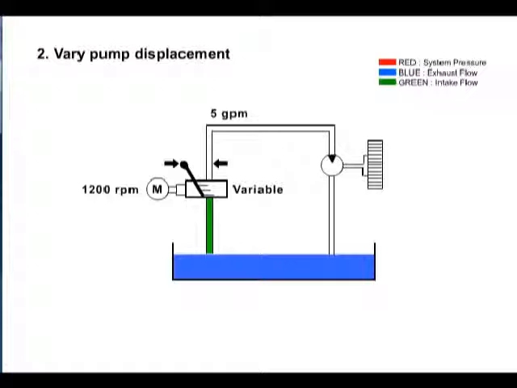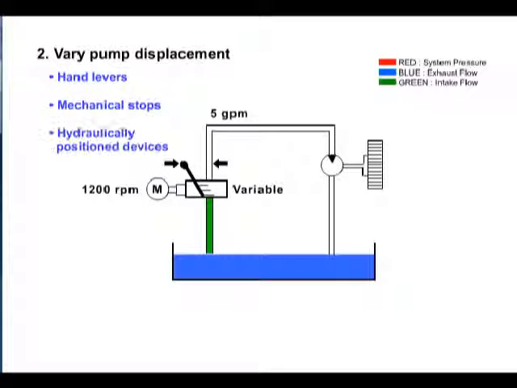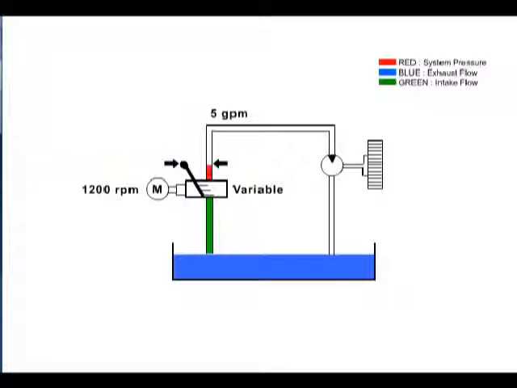Several means of varying the swash plate angle are used. They may include hand levers, mechanical stops, or more sophisticated hydraulically positioned devices. If the pump produces 5 gallons per minute flow with 1200 RPMs at maximum displacement, the GPM can be varied by moving the swash plate into the upright position or de-stroking the pump. This will vary flow from 5 to 0 gallons per minute.